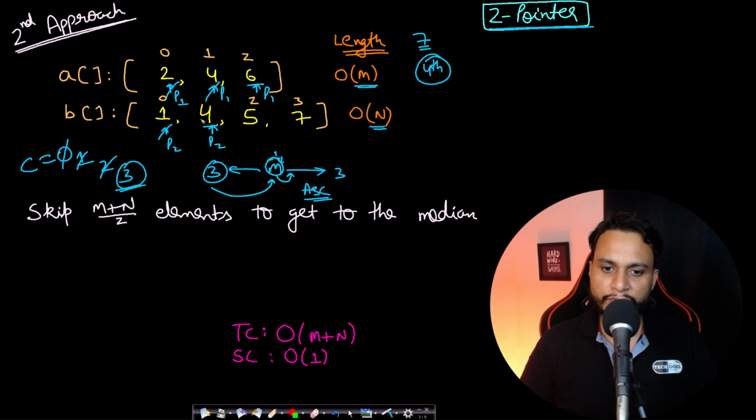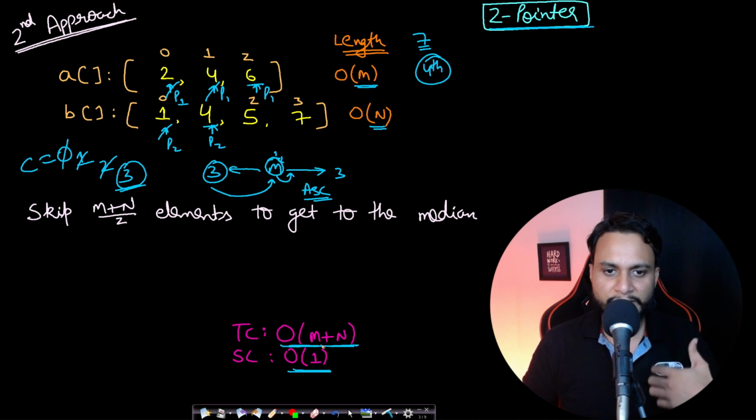So this is how you can apply the two-pointer approach to skip half of the elements from the left side to reach the median element. And in this case, we are not using any extra space, so the space complexity is order of 1, but the time complexity will still be order of m plus n, since we are still traversing half of the array elements. So this is a better approach than the previous one, because the space complexity is improved, but the time complexity is not improved. Now we need to do better than this, as asked in the problem statement.